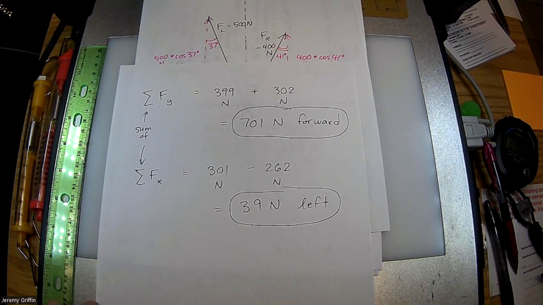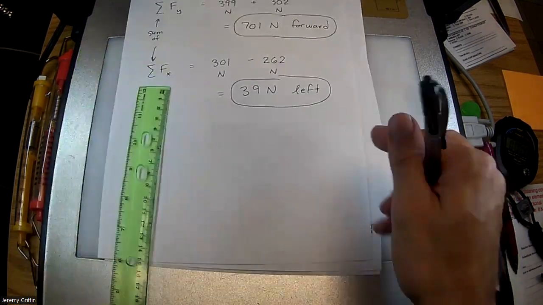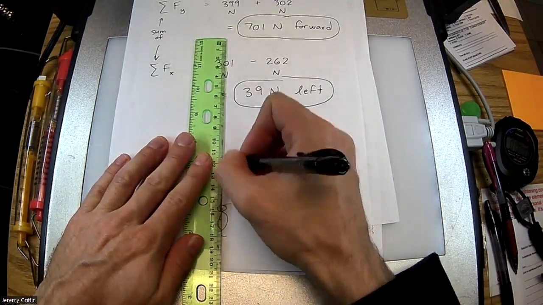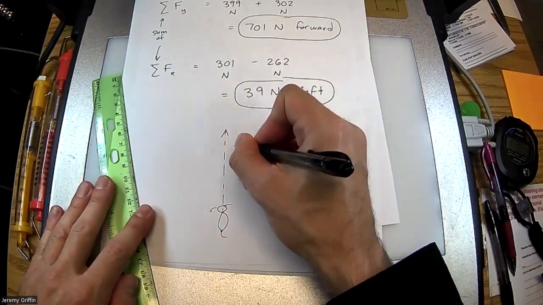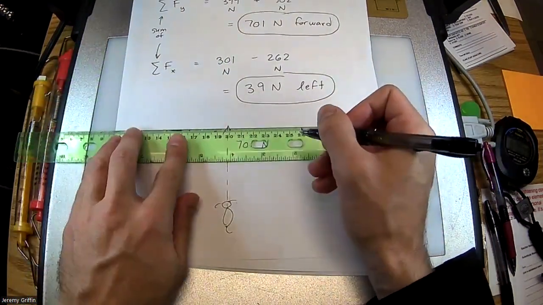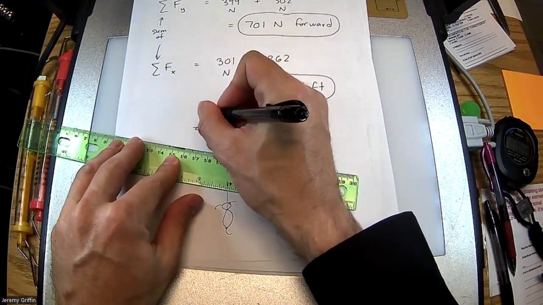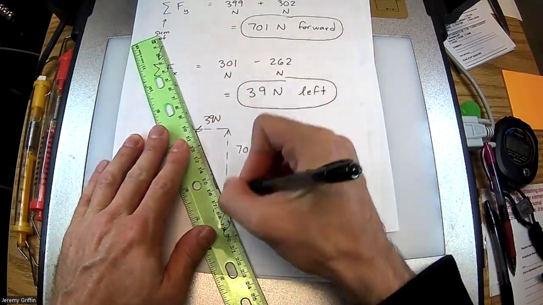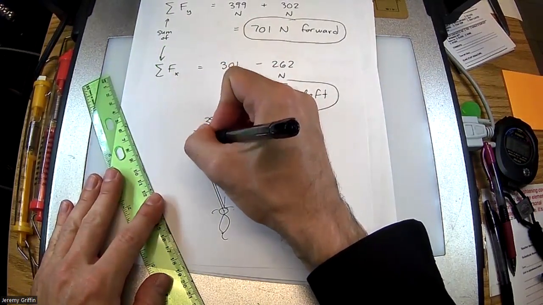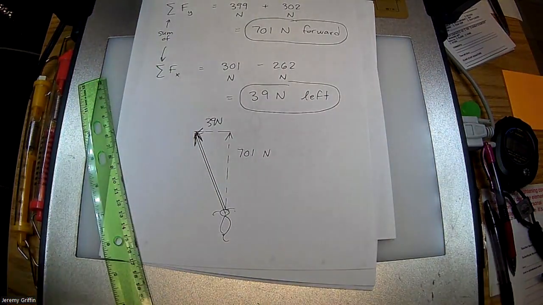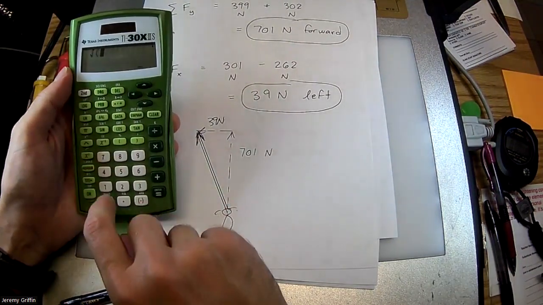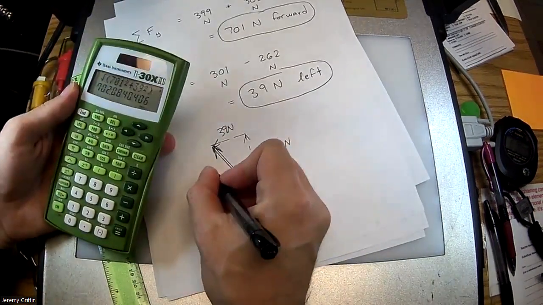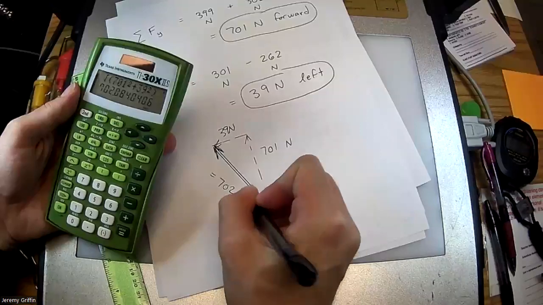Finally, let's put this all together. We're going to go back to the donkey. Donkey ears, donkey tail. He's being pulled overall 701 newtons forward. He's being pulled overall only 39 newtons to the left. That's going to create this resultant. Can you guys do Pythagorean theorem? Here, I'll just do this on the screen because we're running out of time. 701 squared plus 39 squared, square root of that. This ends up being 702 newtons.